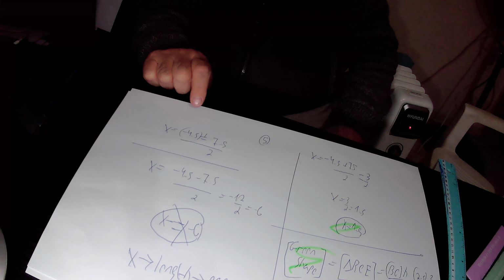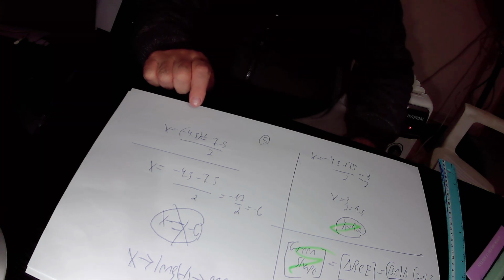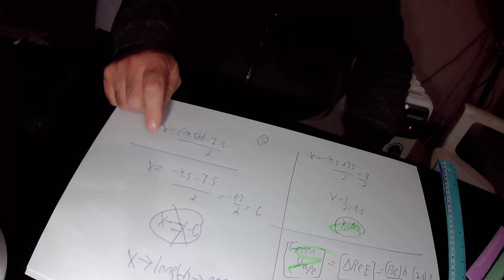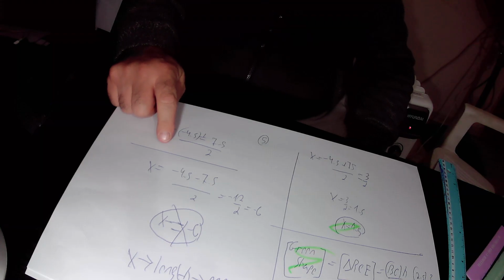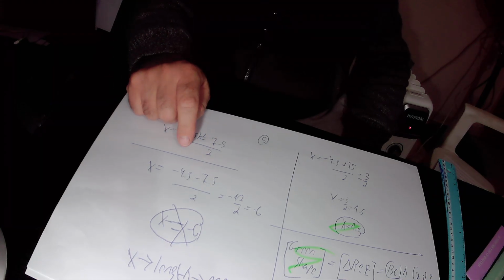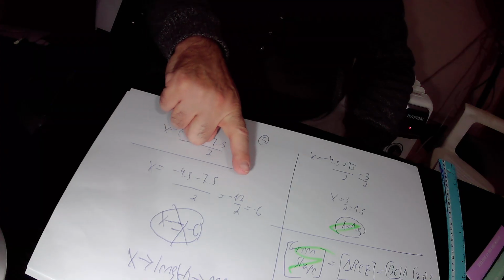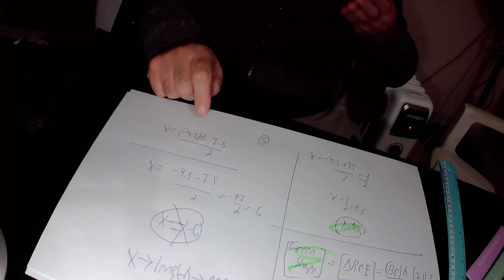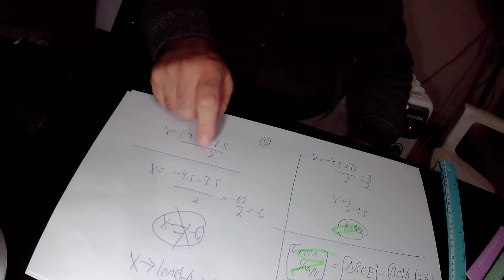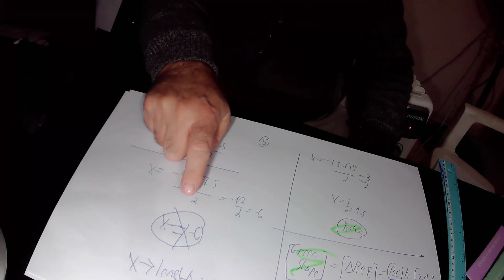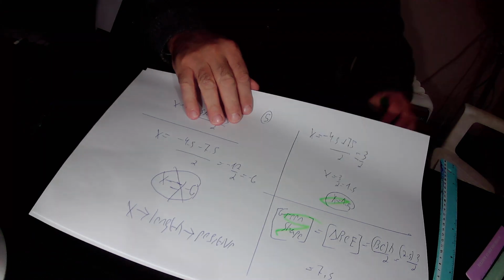So here we have two possible solutions for x. The first solution is x equals minus 4.5 minus 7.5 over 2. Minus 4.5 minus 7.5 is minus 12, and minus 12 over 2 is minus 6. So the first solution for x is minus 6 units in length.